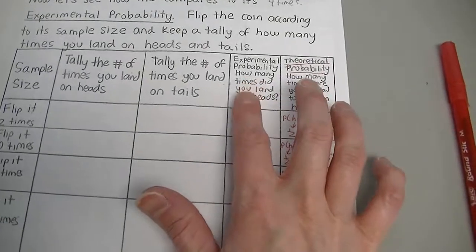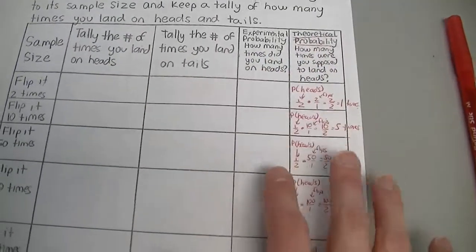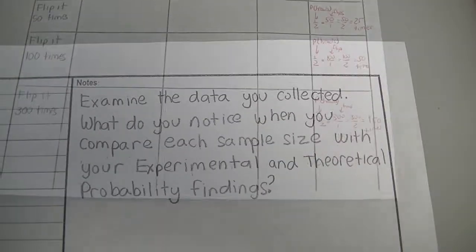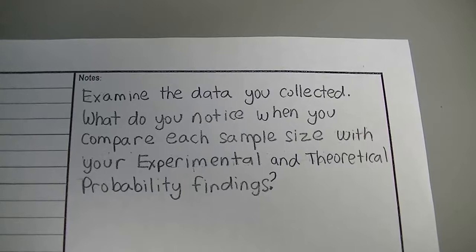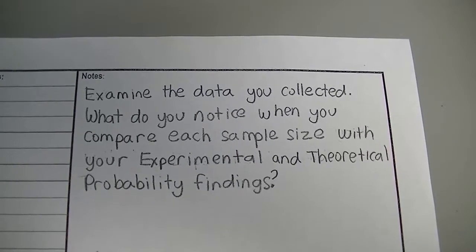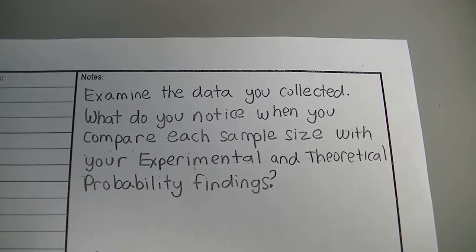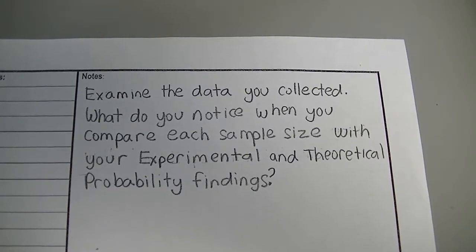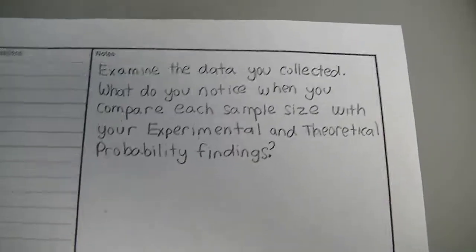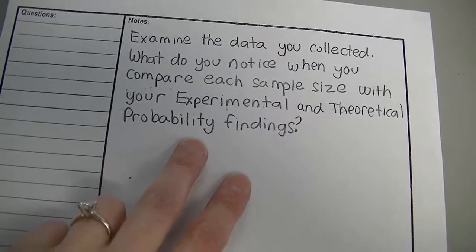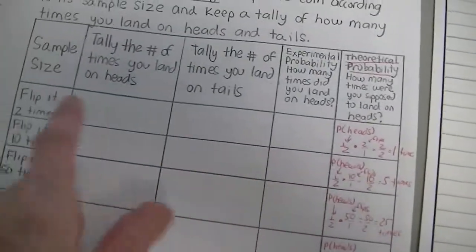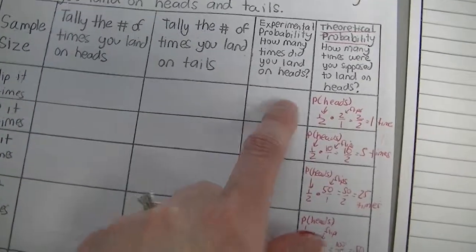Now when you compare your experimental probability, you might find that it might be similar or it might be a little bit different. Right now I want you to examine the data you collected. What do you notice when you compare each sample size with your experimental and theoretical probability findings? So what this means is I want you to have a response right here that talks about the comparison between these two. So right here, when you only flipped it twice, how did this answer match up with this?